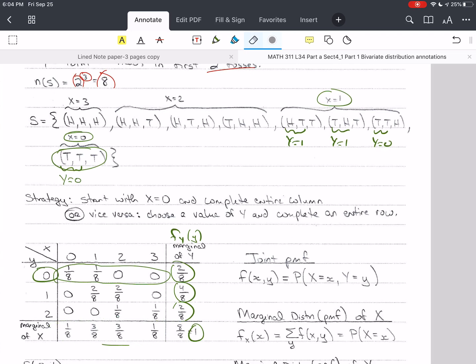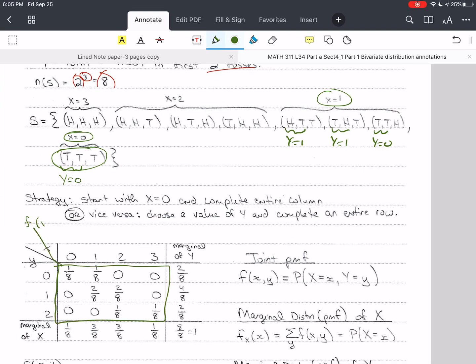And let's also look at the joint, which is the interior here. If I add all of these up, this is f of x, y, the sum of those across x and y, those had better add up to 1, and they do. I've got 1, 2, 4, 6, 7, 8. So 8 out of 8 is 1.